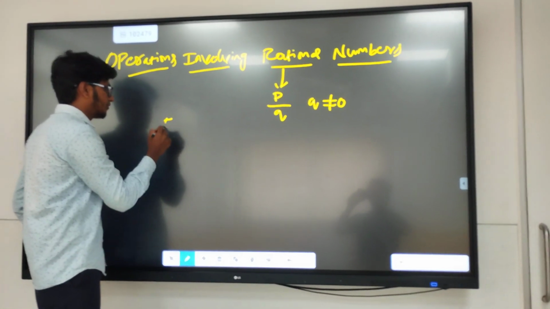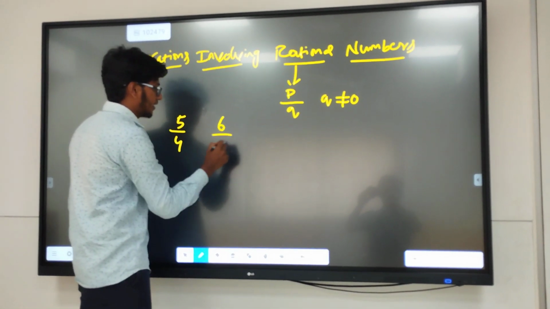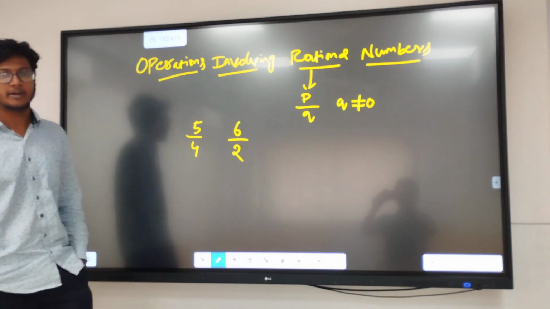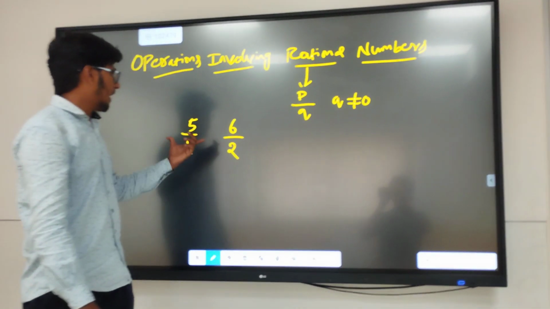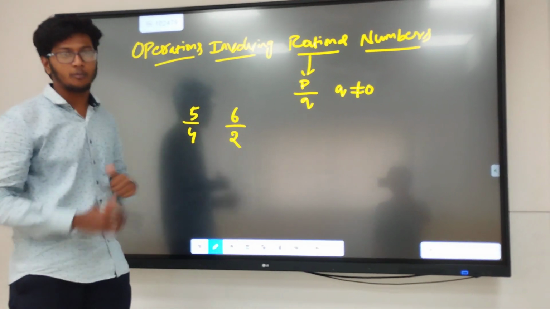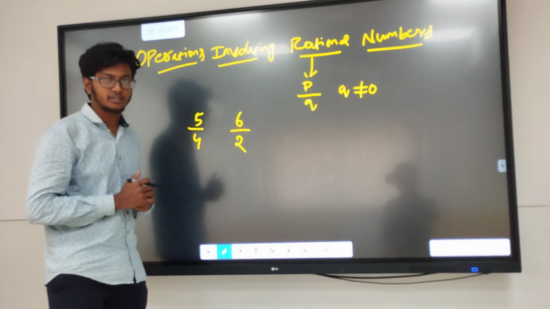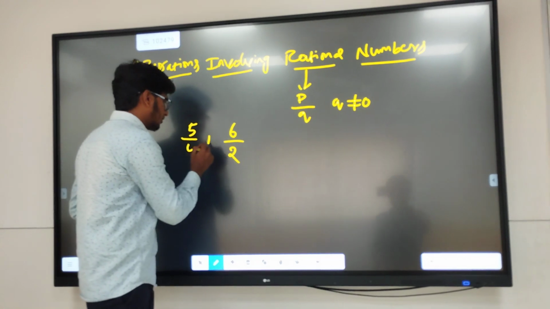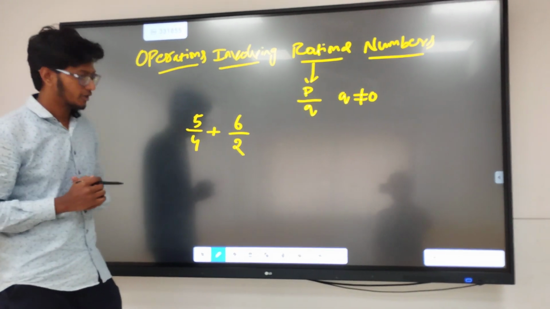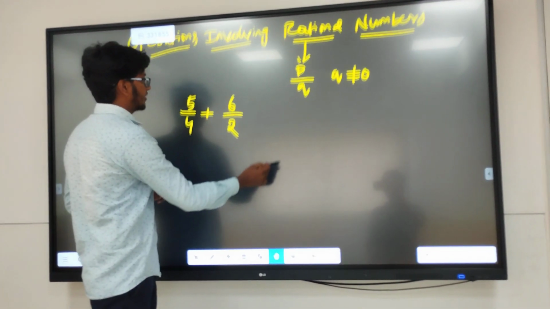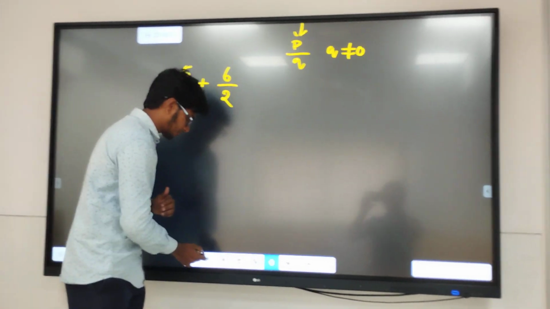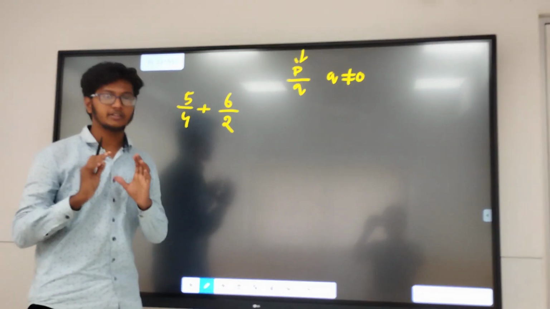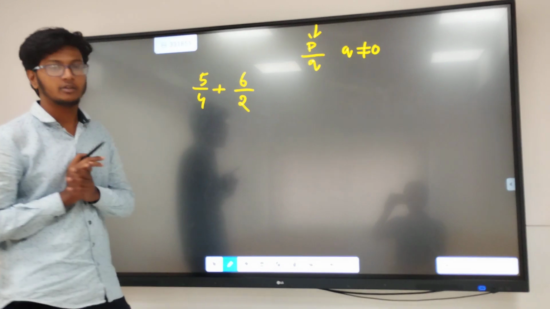Suppose I tell you 5 by 4 and 6 by 2. These are two rational numbers. Now we can do a number of operations over here. I can add these numbers, I can subtract, I can multiply, I can divide. So today we will firstly focus on the addition of two rational numbers. Here also we have n number of ways to add two rational numbers. I'll just tell you a very basic and very easy method to add two rational numbers.